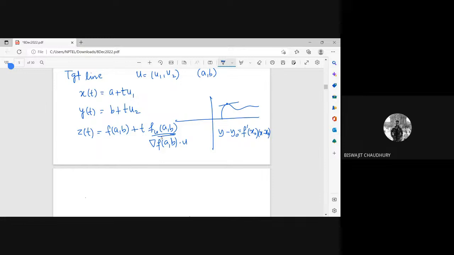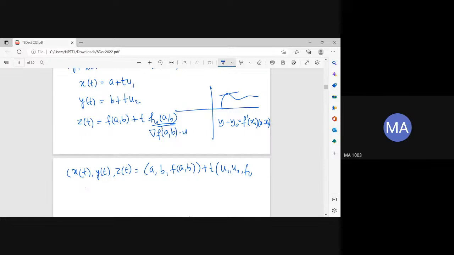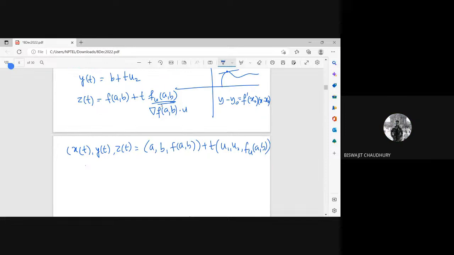This tangent line is parallel to that line or not? Yes, because I can write x of t, y of t, z of t as a, b, c plus t times u1, u2, f_u at a, b. Okay. Right? So the second line is passing through origin, right? This one, yes. Yes, ma'am.